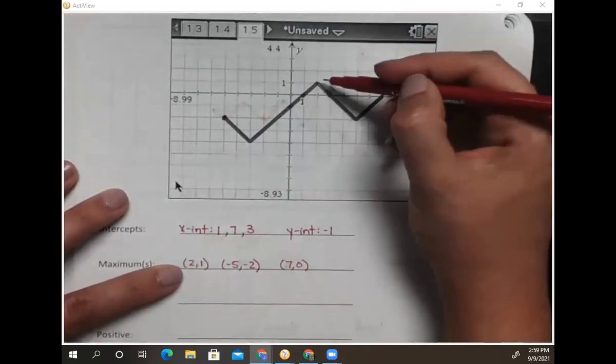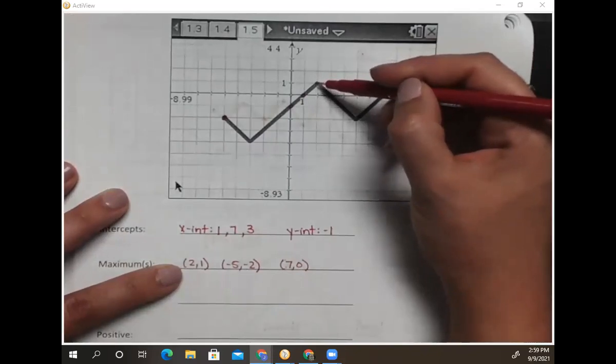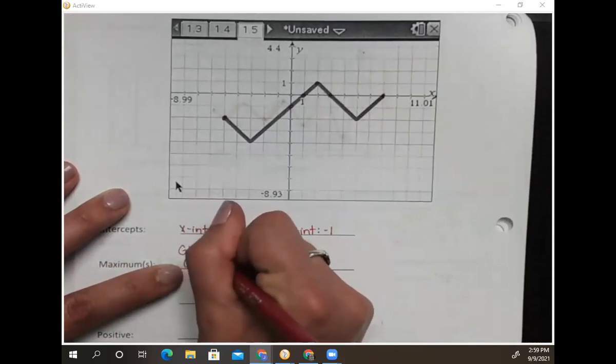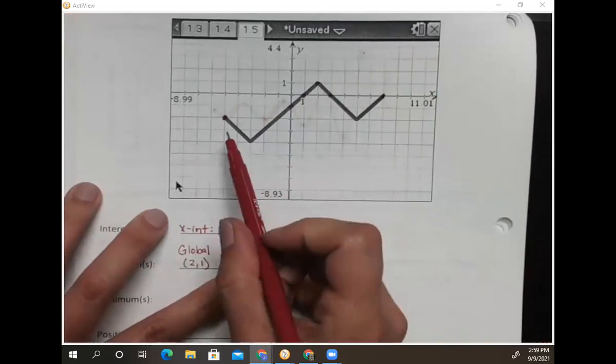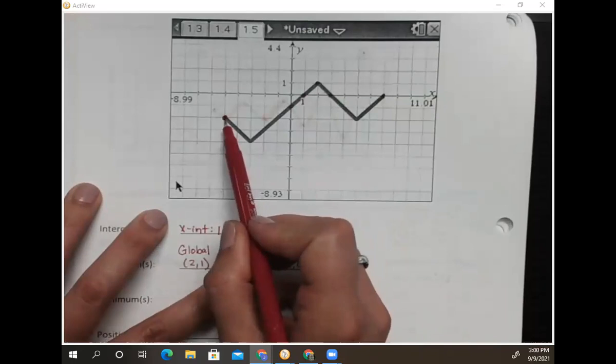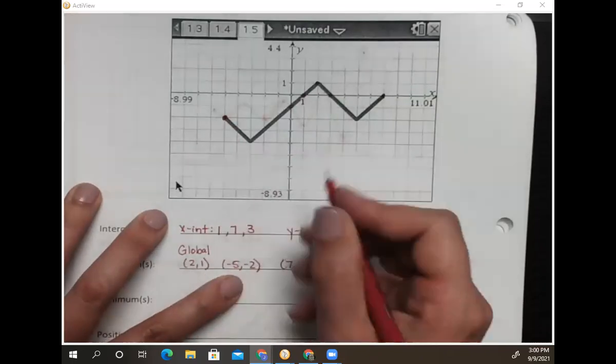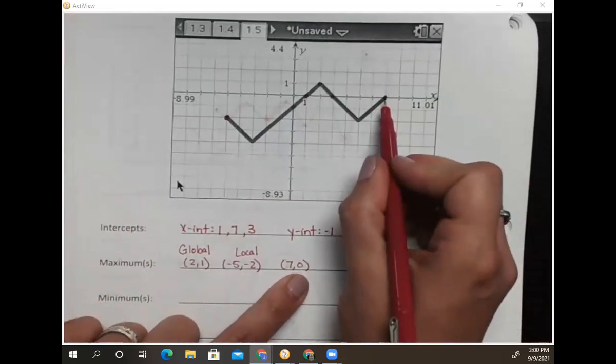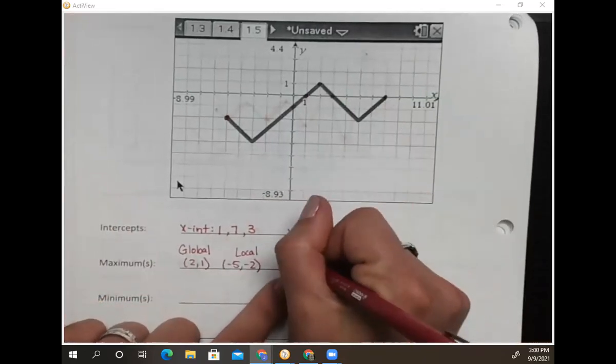Now let's classify these as a local or global. (2, 1), this point right here, local or global maximum? Global, that's the highest point on the entire graph. Global. How about (-5, -2)? Local. And (7, 0)? Also local.